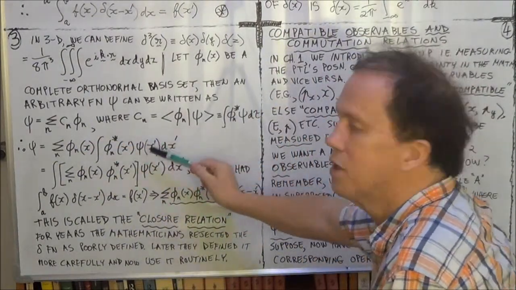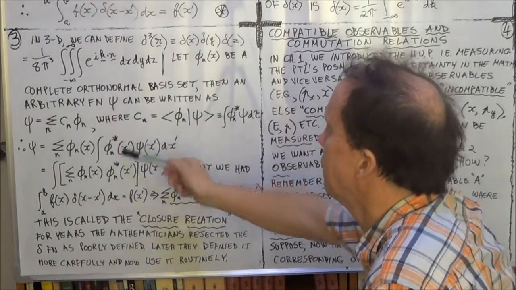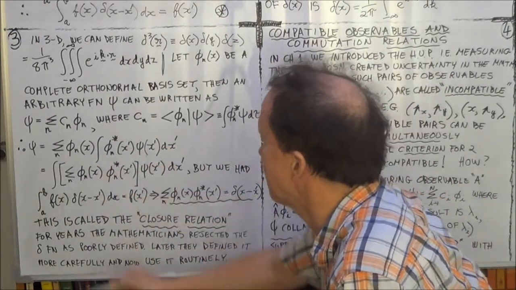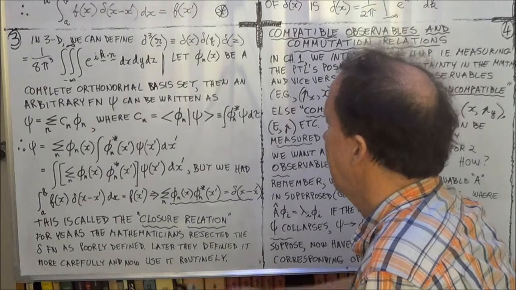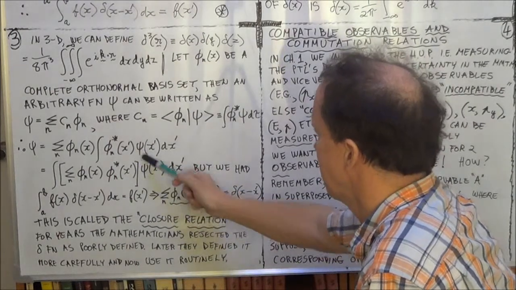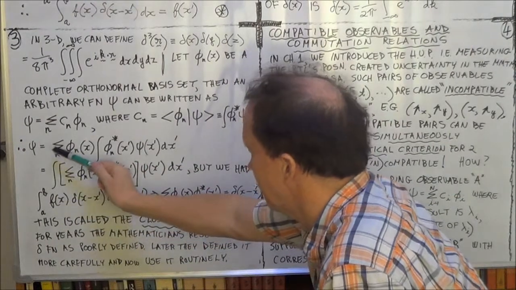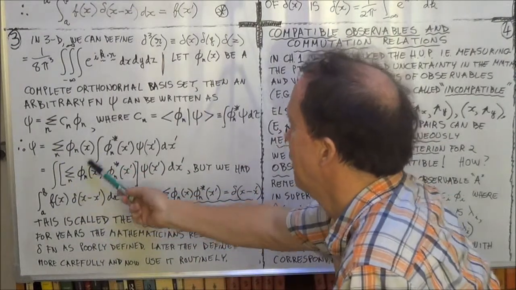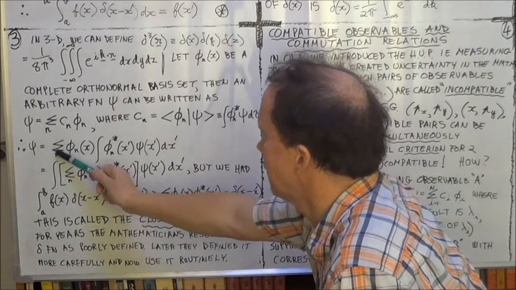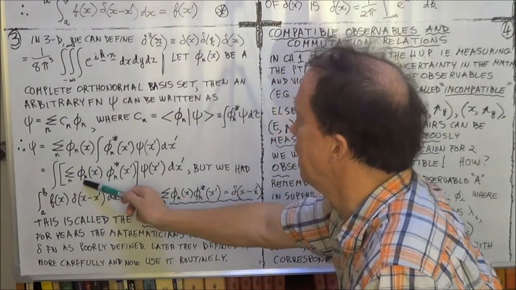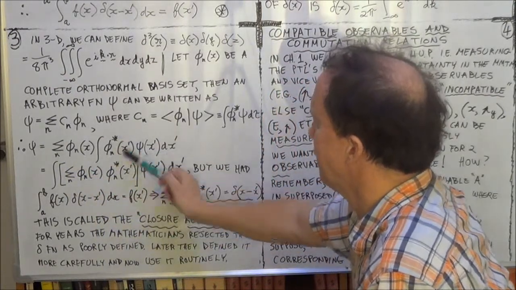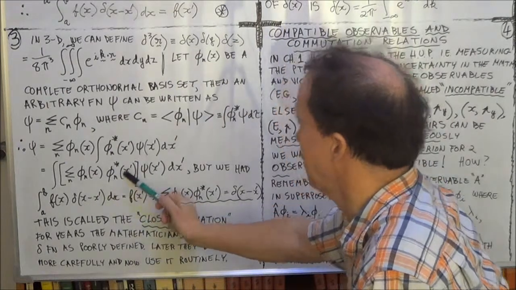Now rearrange what's inside the integral a little bit. Take the integral sign outside. Take this to the right. So the integral goes outside, the sigma comes inside, and then you get the sum of phi n star x dashed, phi n of x.